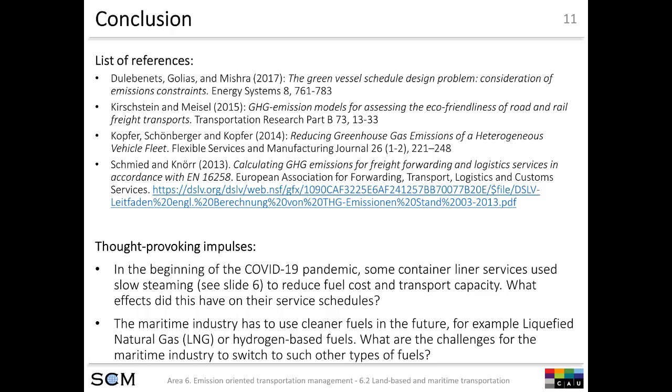And the second thing is, the maritime industry has to use cleaner fuels in the future. For example, liquefied natural gas, so-called LNG, or hydrogen-based fuels. What are the challenges for the maritime industry to switch to such other types of fuels?